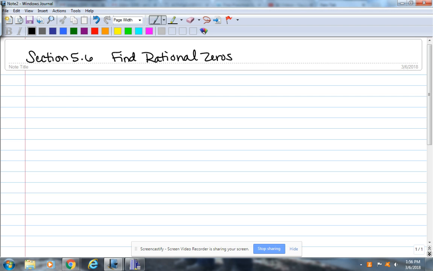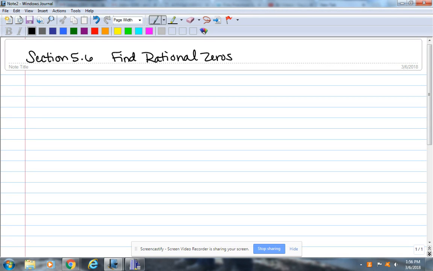Okay, so we're going to do section 5.6 to start today with, and that is finding the rational zeros. Remember, a zero is also called a solution to a polynomial equation. It's actually also called a root sometimes, and sometimes it's called an x-intercept. So we will look at the graphs in a little bit and see why they're called an x-intercept.